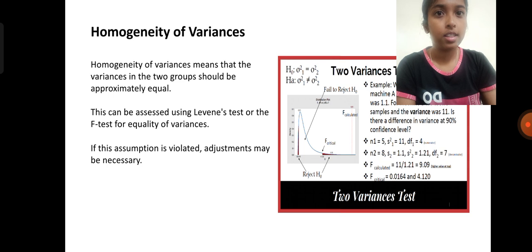Homogeneity of variances. Homogeneity of variances means that the variance in the two groups should be approximately equal. This can be assessed using Levene's test or the F-test for the equality of variances. If this assumption is violated, adjustments may be necessary.